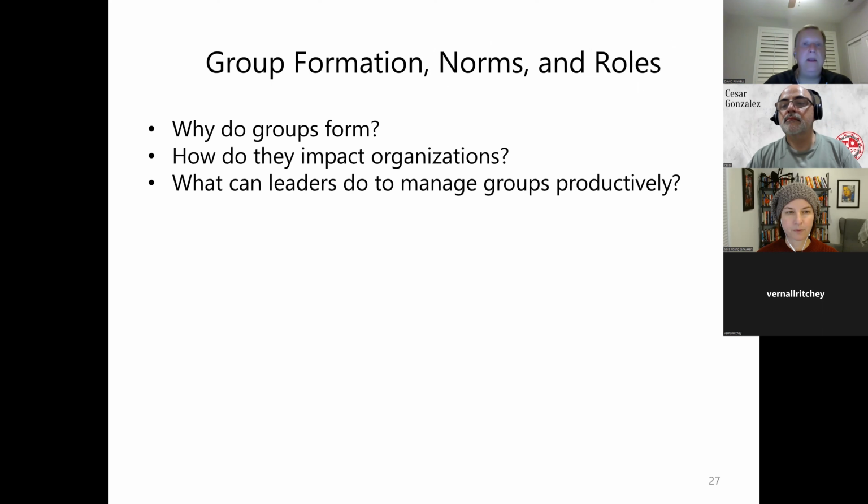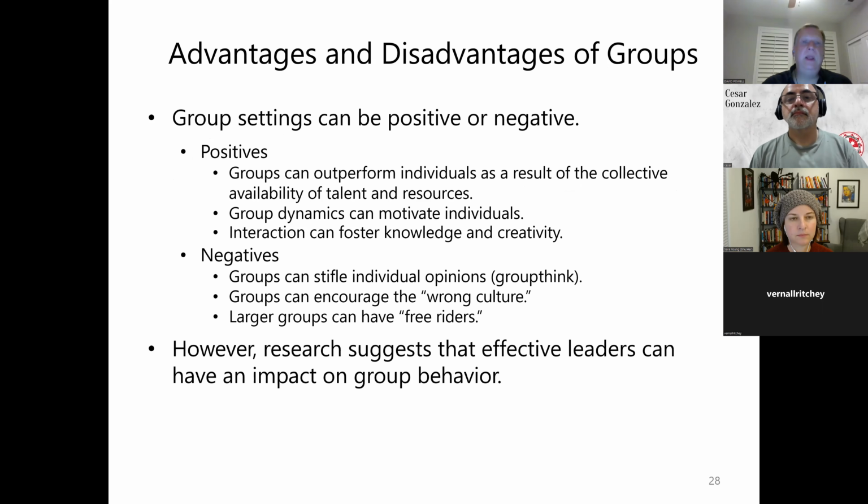They have to understand why groups form. They have to understand how those groups impact the organization and what they can do to lead and manage those groups in a productive way. Groups can be positive and they can be negative.